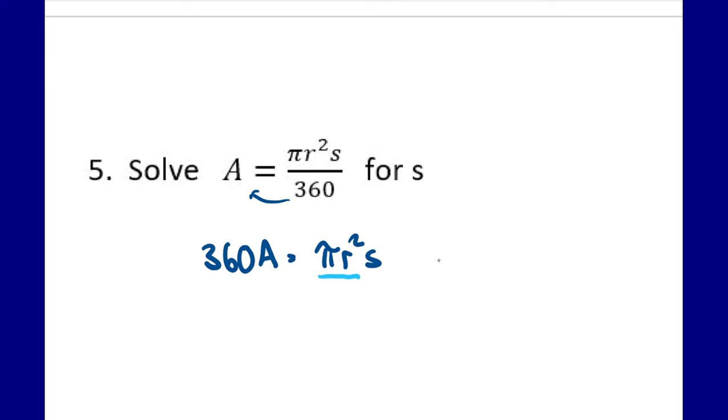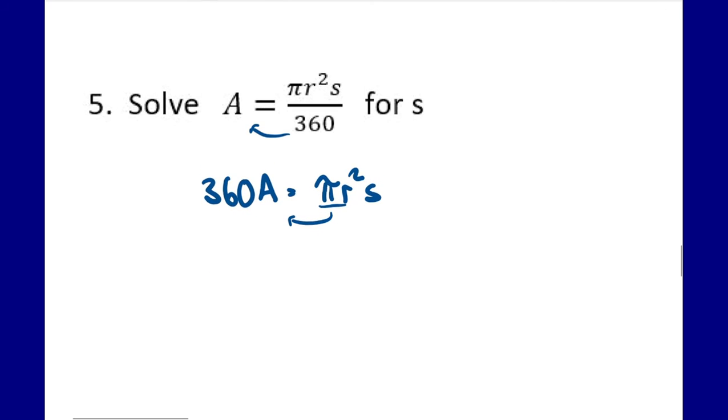I can rewrite this as r squared pi times s, which still means the same thing. I can do either step first, and because order doesn't really matter, I can actually move both of these over to the other side at the same time. Because it's the same operation, I'm going to end up doing the same thing anyways. So if I move both of these over to the other side, instead of multiplying, they become division. So that means 360 times a divided by pi r squared is equal to s.